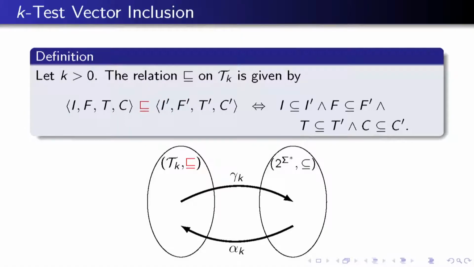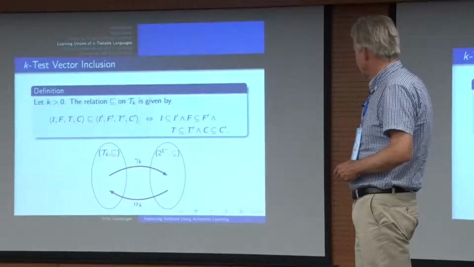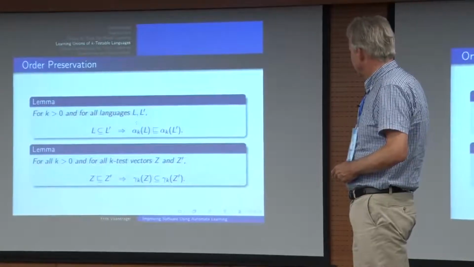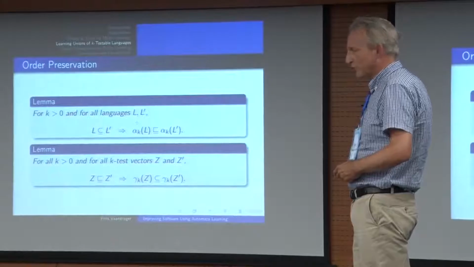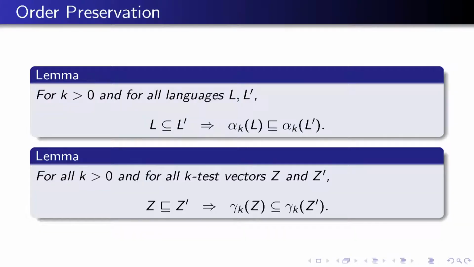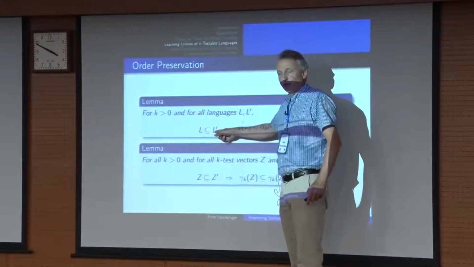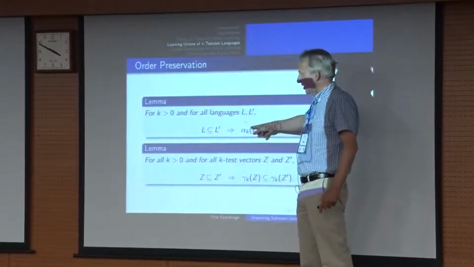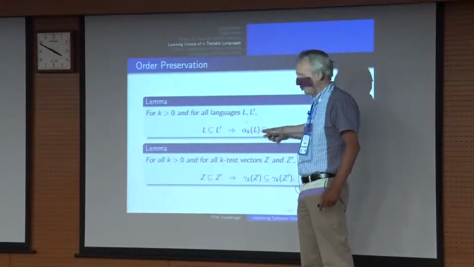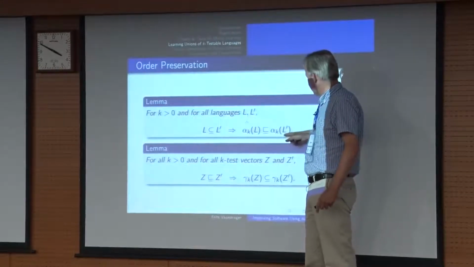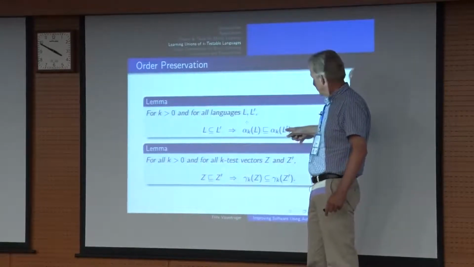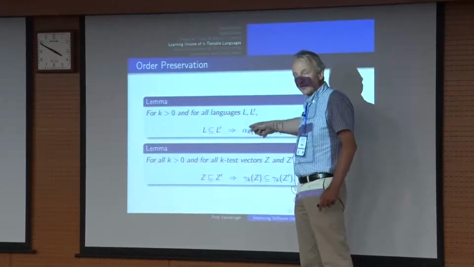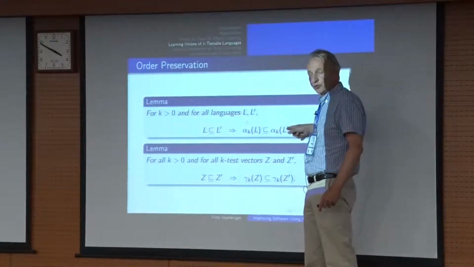Wow, so then we have two partial orders, and we have functions from one to the other. That looks interesting. These functions preserve order. When one language L is contained in a language L prime, then the associated test vector of L will be included in the test vector of L prime, because if you can observe a segment here, you can certainly observe it there.